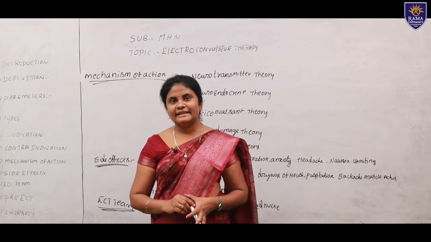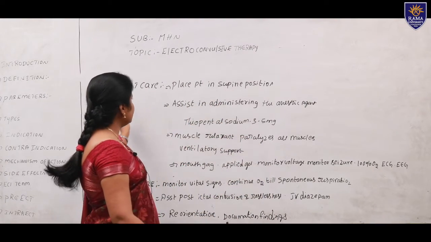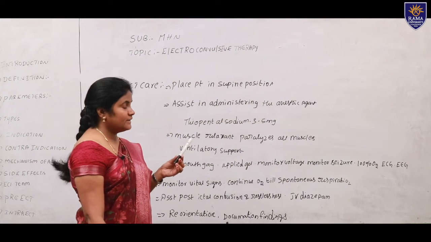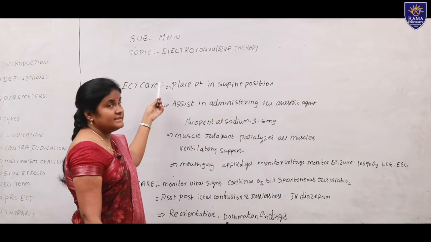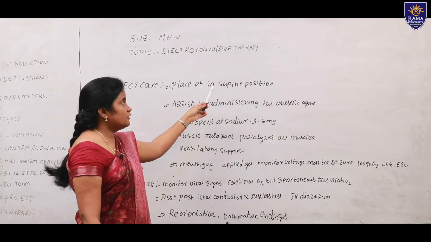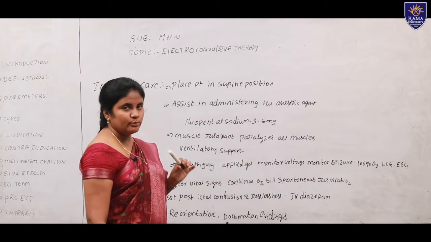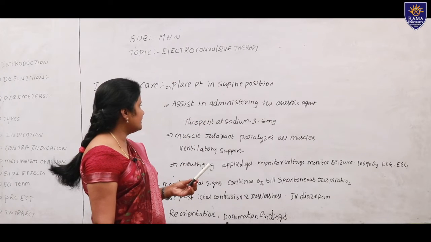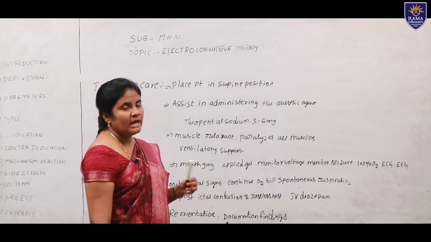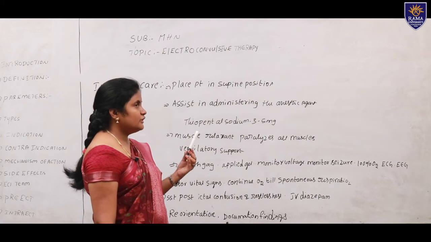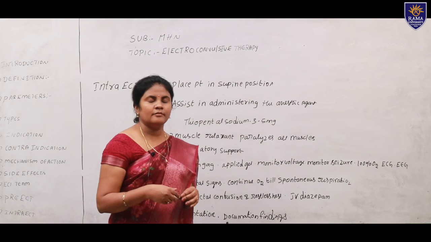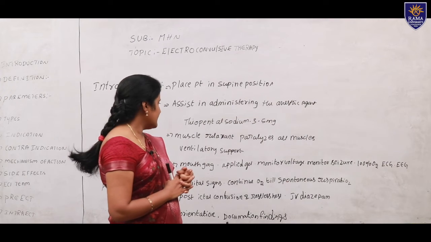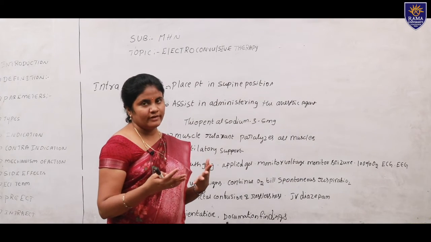Next, we move on to the intra-ECT care. After the patient is received into the ECT room or OT, that is the operation theatre, you have to provide intra-ECT care. Place the patient in a comfortable supine position, and assess the administration of anesthetic agents like thiopental sodium, 3 to 5 milligram IV. You have to wait for muscle relaxation, which can paralyze the muscles, even the respiratory muscles. Then you have to provide ventilatory support to the patient.